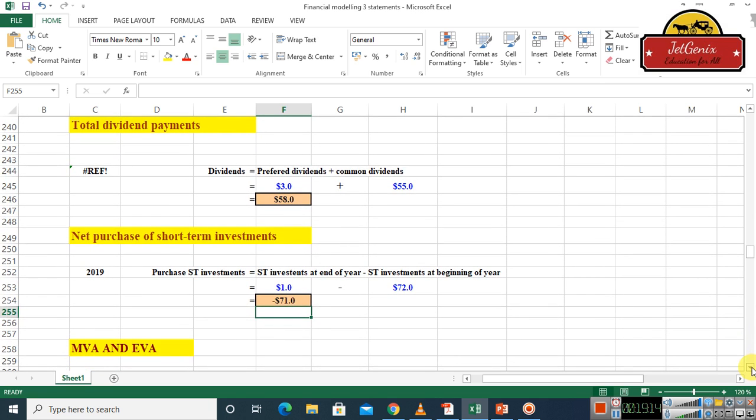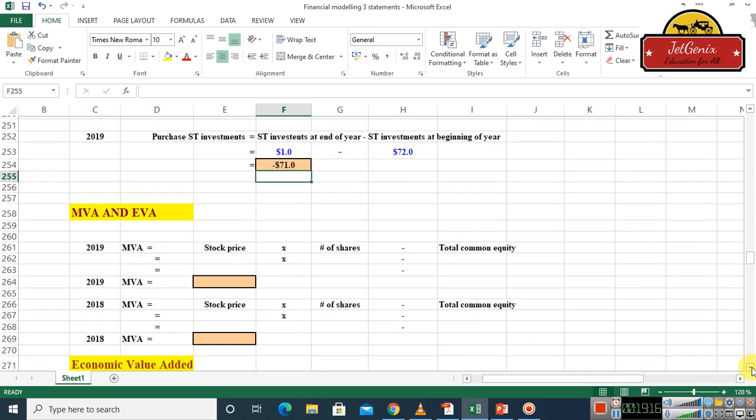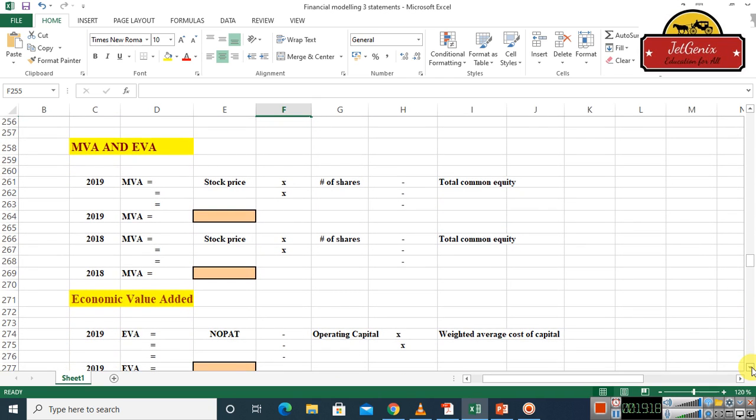Okay, now the final thing we are going to calculate here is the MVA and EVA. We will calculate MVA and EVA for this company. How are we going to calculate the MVA for 2019 and 2018? You can see the formula here. The MVA for 2019 is equivalent to stock price multiplied by number of shares outstanding minus total common equity.